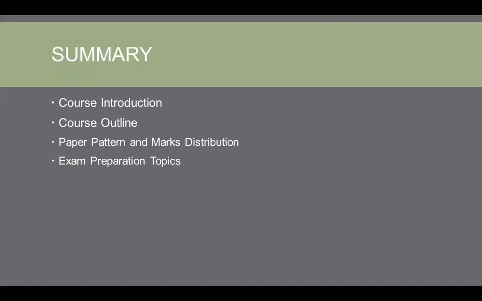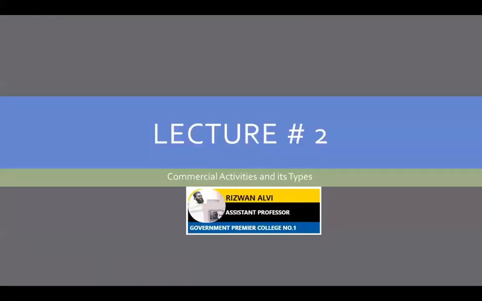So in the summary of the topic, we had the course introduction, and then the course outline, a descriptive, very short, comprehensive outline for the second year commercial geography, paper pattern and marks distribution, and finally exam preparation topics. So that is all for today. Lecture number 2 will be on commercial activities.